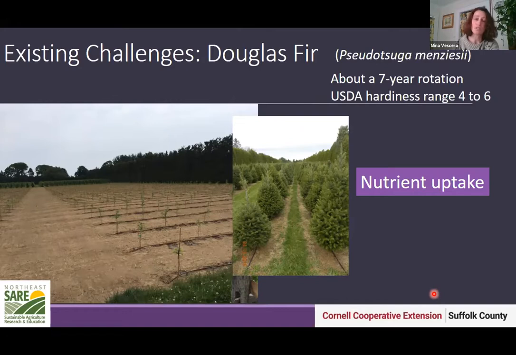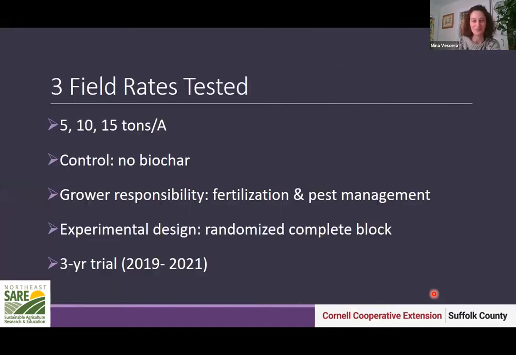Douglas fir, which is commonly grown here on Long Island as a Christmas tree crop, is a US hardiness zone 4 to 6. I had to look that up today because I thought, oh my gosh, these poor plants have got to be experiencing heat stress here. But for the most part, it grows pretty well here. But it makes me think that maybe we should start looking at some other species for Christmas tree production here on Long Island.